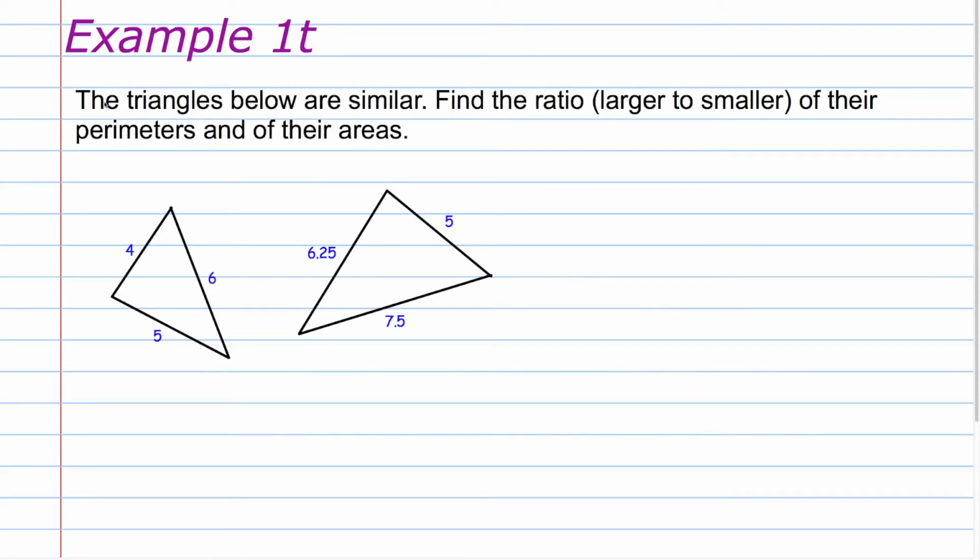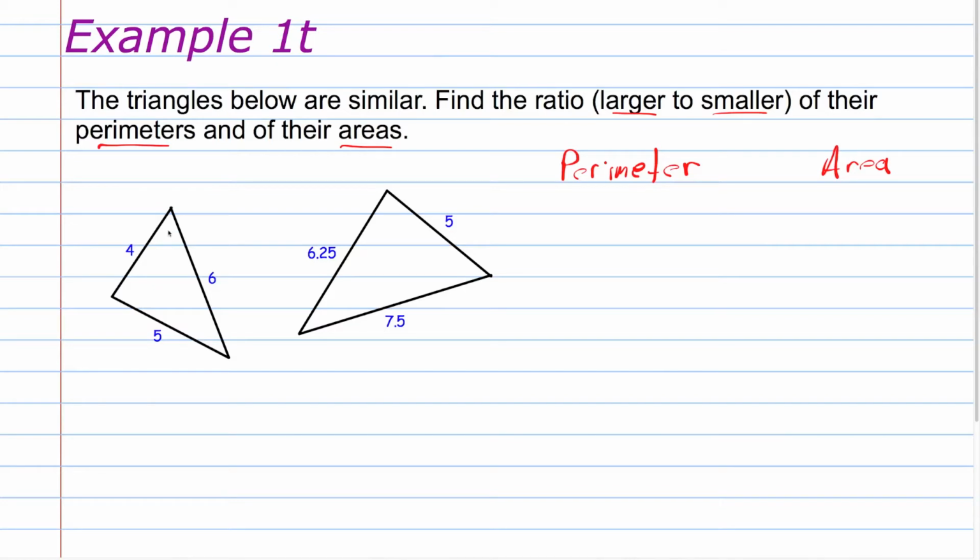Example 1, we're told the triangles below are similar. Because we know they're similar, we'll be able to find a similarity ratio, which allows us to find what we have to find for this problem. Find the ratio, and in this case it's very important, find the ratio of the larger to smaller of their perimeters and their areas. We need two answers here. We need the ratio for the perimeters, larger to smaller, and the ratio for their areas, larger to smaller. So we're going to start this off by writing down a place for our answers. Perimeter. And then area.